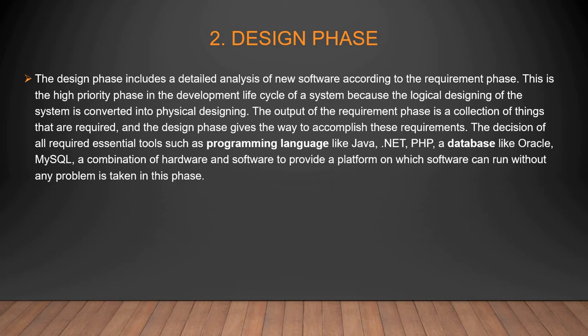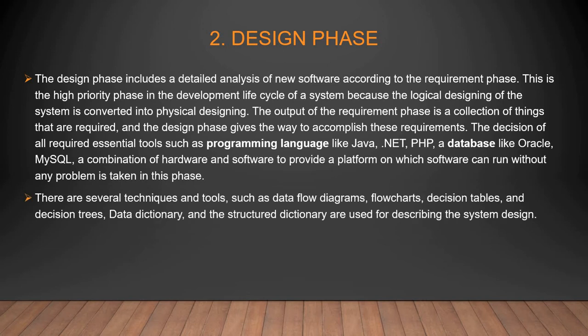So the decision of all requirements, essential tools such as programming language like Java, .NET, PHP, a database like Oracle, MySQL, a combination of hardware and software to provide a platform on which software can run without any problem is taken in this phase. There are several techniques and tools such as data flow diagrams, flow charts, decision tables, and decision trees. Data dictionaries and the structure dictionary are used for describing the system design. So this is all about designing phase.